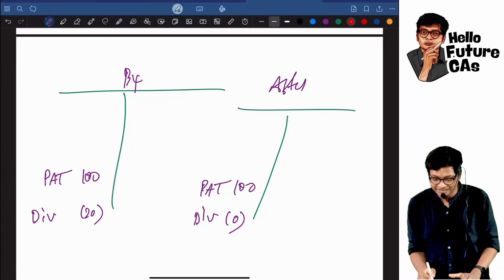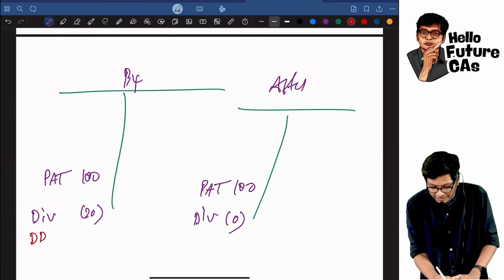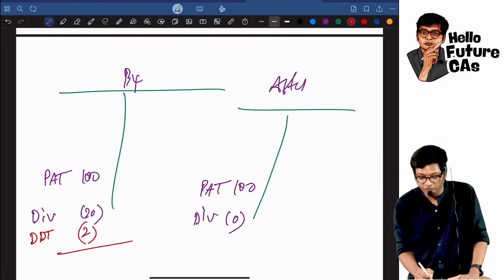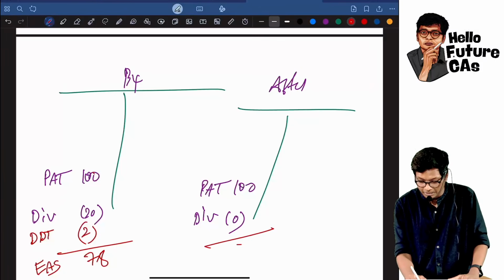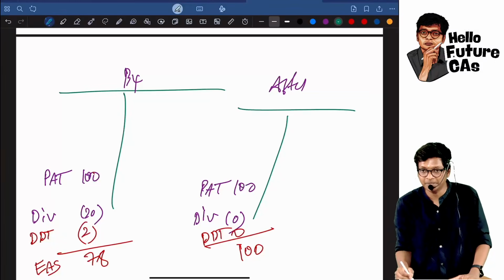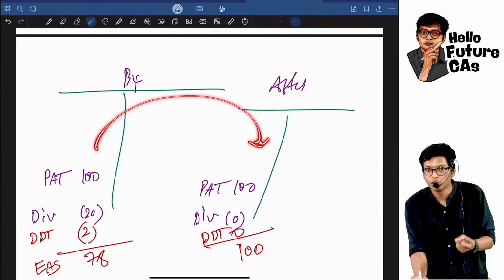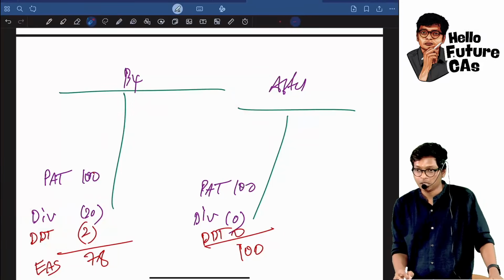Are you all with me, guys? Dividend distribution tax is a tax on dividend. So let's say dividend distribution tax is 2 rupees. So here earnings available for equity shareholders is 100 minus 22, which is going to be 78. Here 100 minus 0, dividend distribution tax also 0, is still going to be 100. Are you following? After conversion, that means if preference shares are converted to equity shares, you will save two things, dividend and the tax on dividend. So both I will add back.